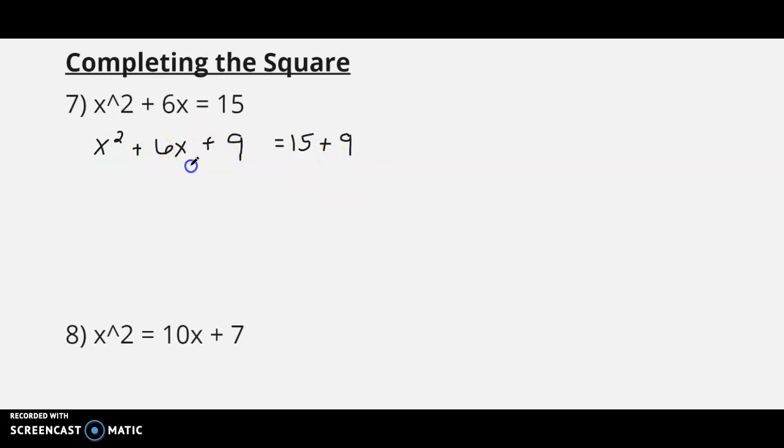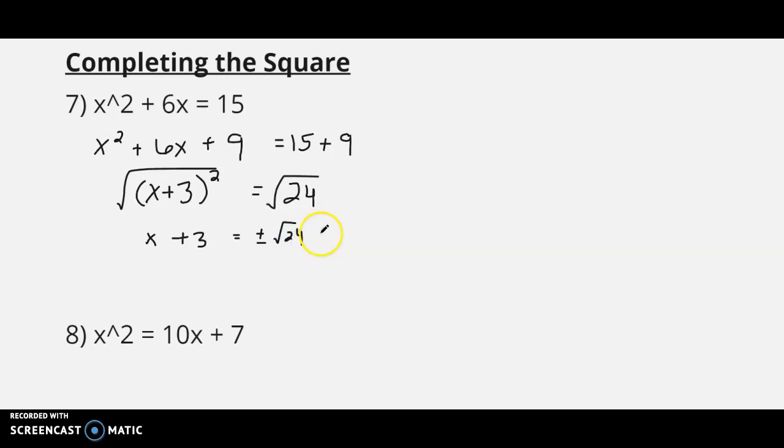Notice on the left we now have a perfect square trinomial, which we can now factor to this, x plus 3, quantity squared. 15 plus 9 is 24. And then I'm going to work on solving this like I would in the equation where I take the square root. All right, so in order to get rid of the square, I take the square root, but I have to do it to both sides. x plus 3 is now by itself. And then I actually have plus or minus the square root of 24.